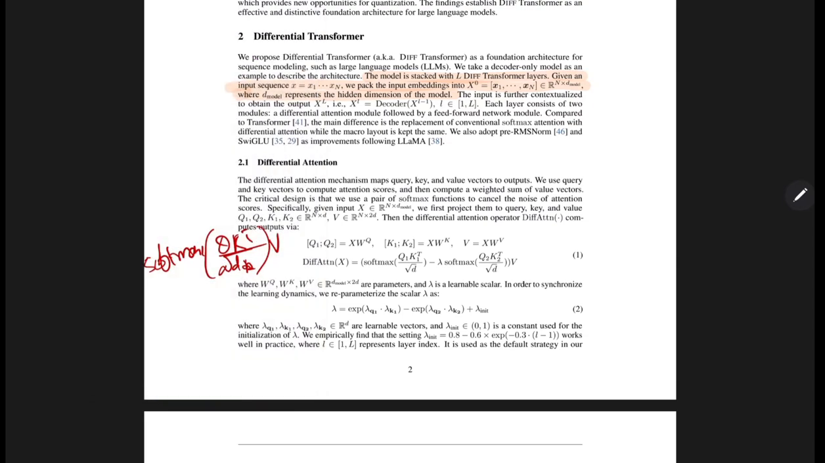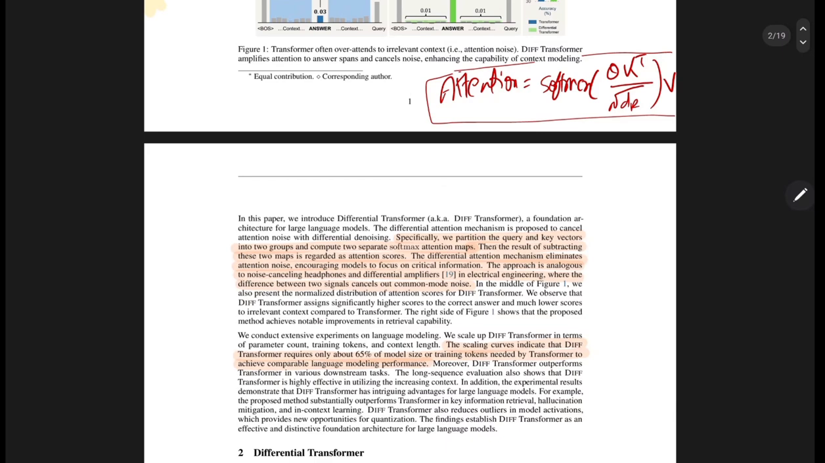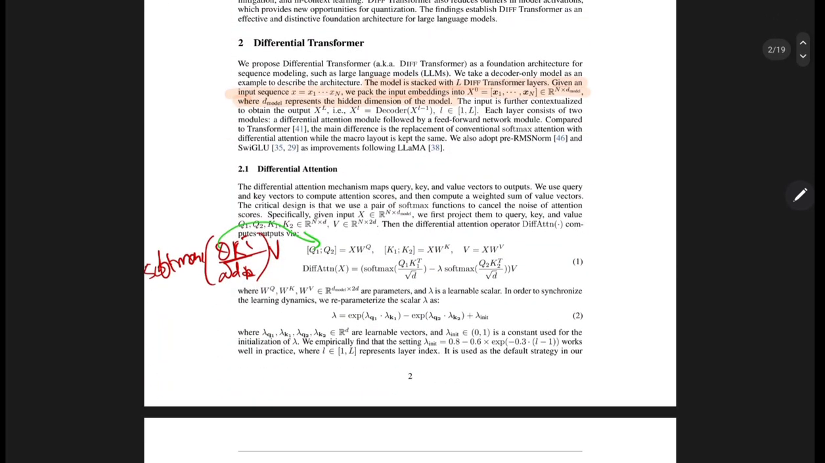Cool. Now, if you see, we are having two things here, because they were already mentioning that we partition the query and key vectors into two groups and compute two separate softmax attention maps, right? So you have the query divided into two. Similarly, you have the keys also divided into two. The value is going to remain the same, and then you will have the difference here, right? The softmax of this and this. Query 1 Q1, query 2 Q2, the dimensions remain the same, and the value remains the same.